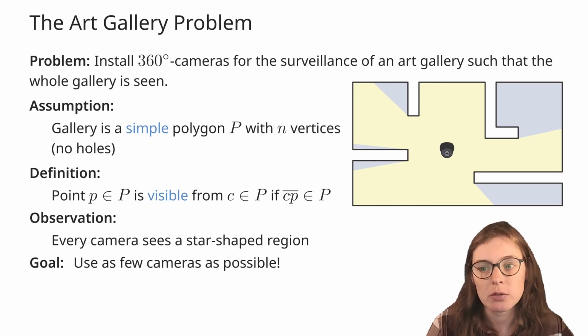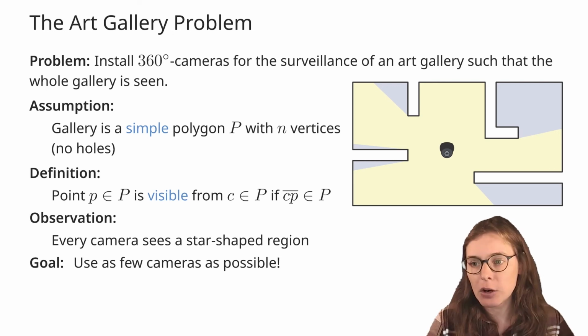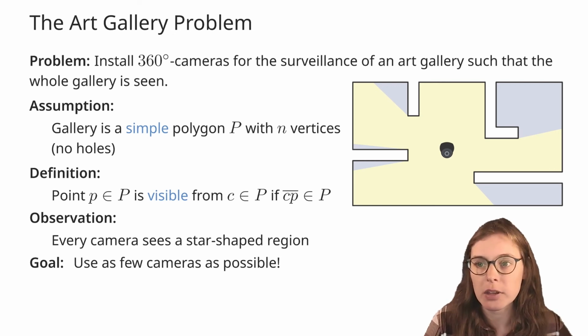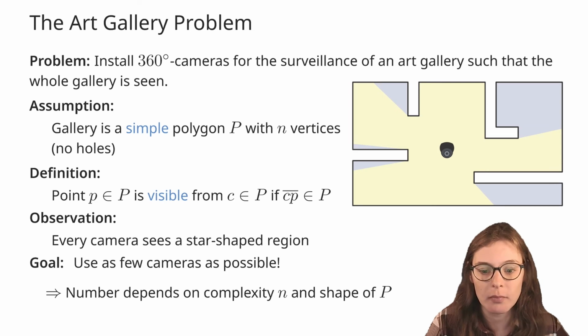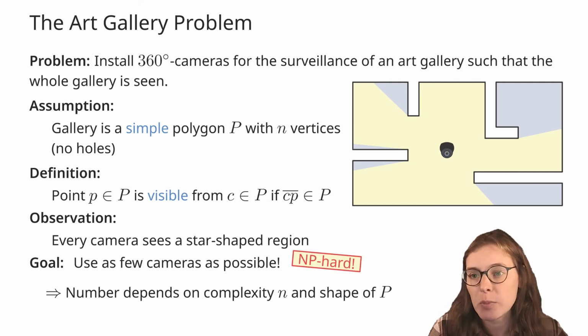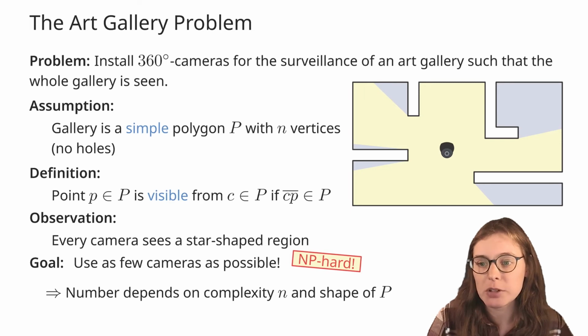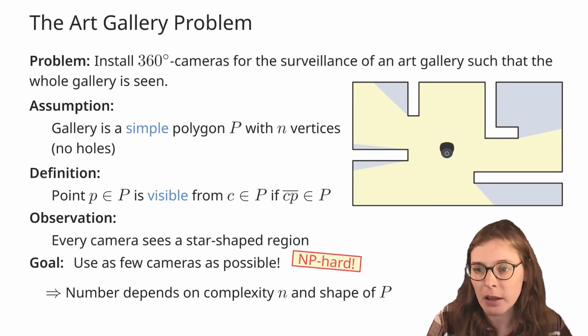So now we want to minimize the number of cameras we need to use to survey the whole area of the art gallery. And of course, the number of cameras that we will have to use depends on the size of the polygon, on n, but also on the shape of the polygon. And in fact, it is an NP-hard problem, meaning that there is no efficient algorithm that can find the smallest number of cameras to survey the whole area of a given polygon.